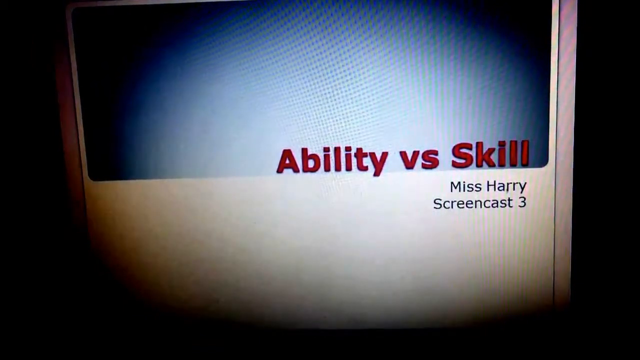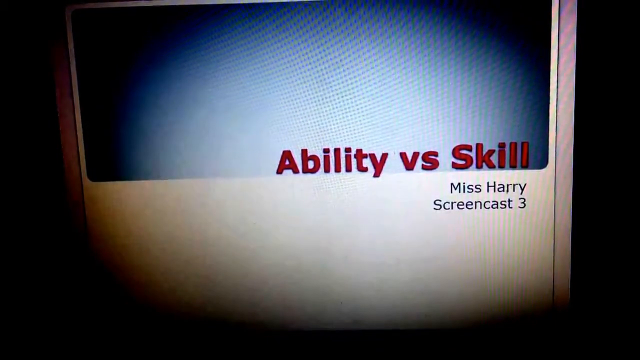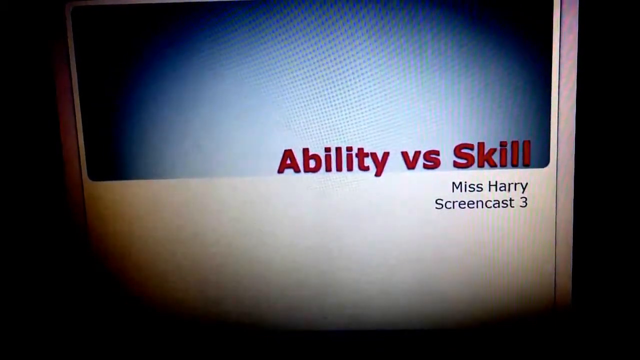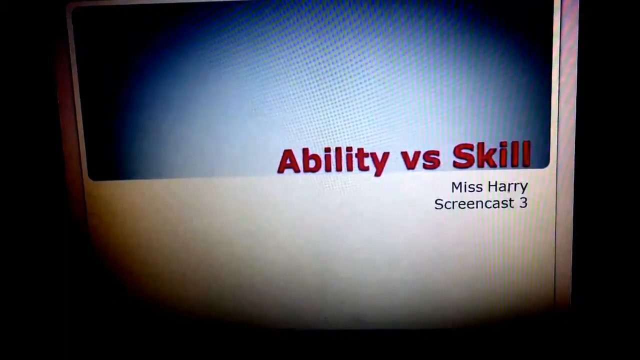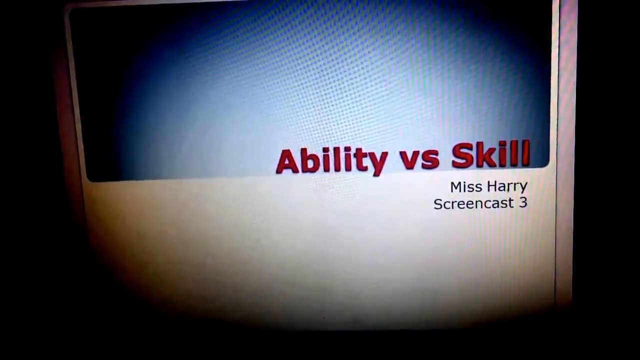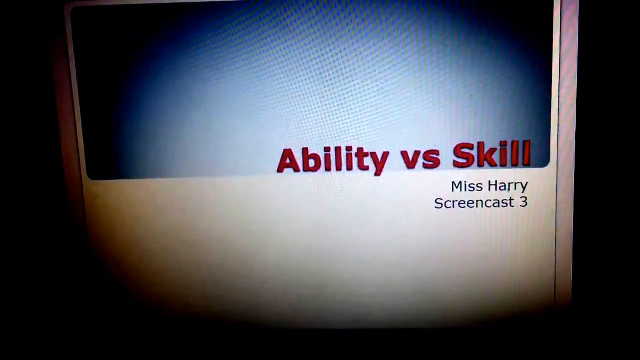Hi all. So we know pretty much all we need to know about skill. So now today we're going to look at ability. How does ability differ from skill? How does it link to skill? And does it affect a means for us to gain skills or perform skills within an environment?